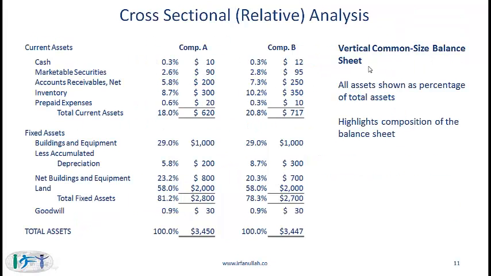The vertical common size balance sheet can also be used for a cross-sectional analysis. Here we have two companies, company A and company B, and we are looking at every item on the balance sheet relative to total assets. Inventory, for example, represents 8.7% of total assets for company A, whereas inventory represents 10.2% of total assets for company B. All else equal, this seems to imply that company A is doing a better job of managing inventory.